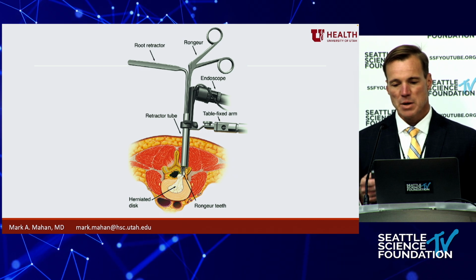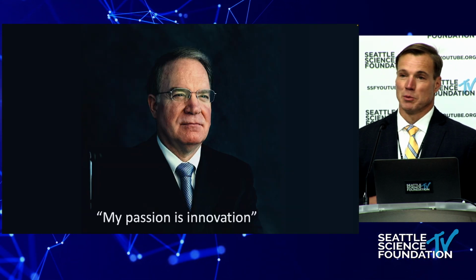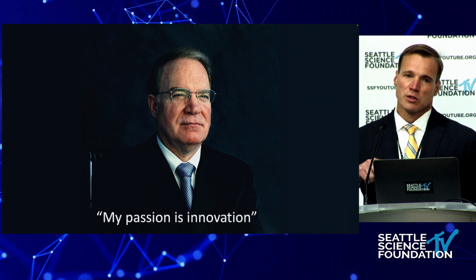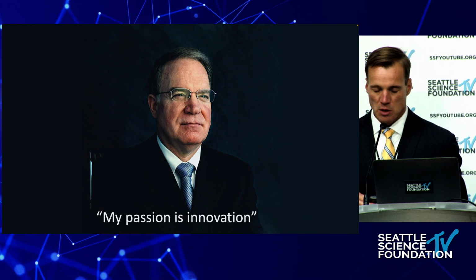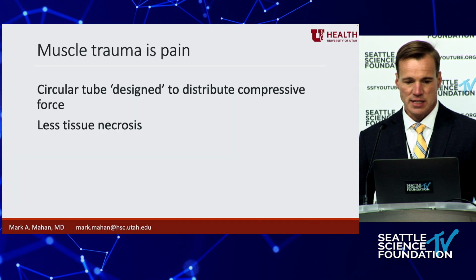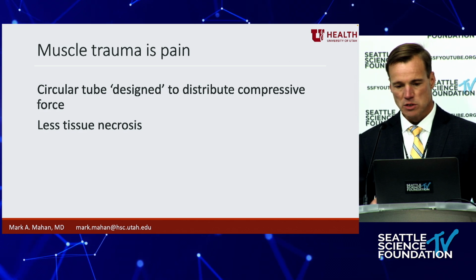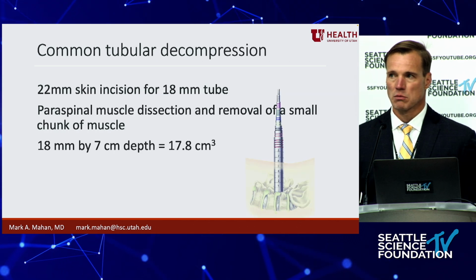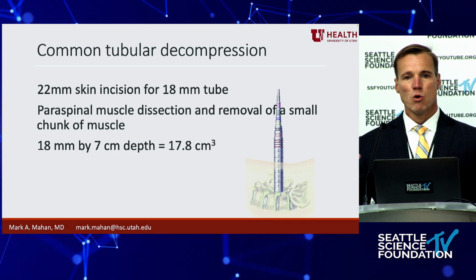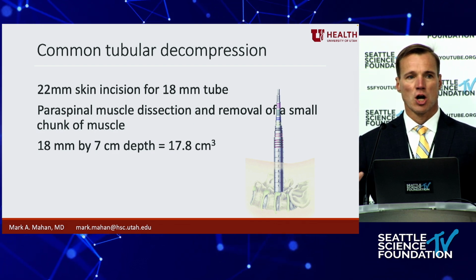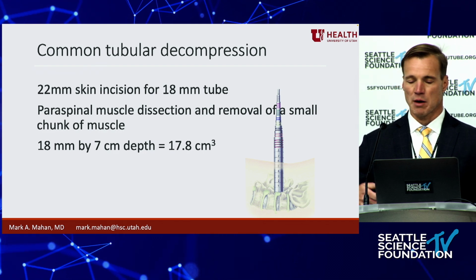So his point at that time during this lecture was to say, it's the tube. The tube displaces forces and minimizes tissue ischemia. And I would assume it's because he's trying to compare that to typical retractors. And this is going to really distribute that compressive force, and we're going to get less tissue necrosis. But anyone who's done a tube knows that what you're going to do is make a generous skin incision. You're going to do a paraspinal muscle dissection, and you always have to remove that small chunk of muscle at the bottom of the tube. You can't get away without having the tube that you're going to remove that muscle.